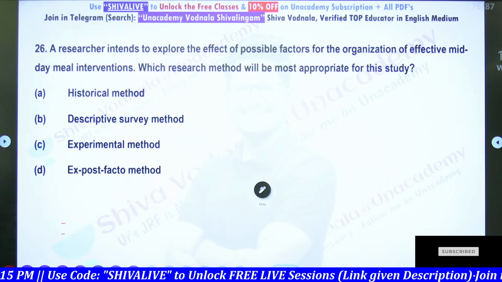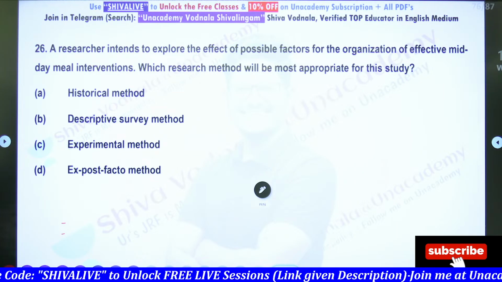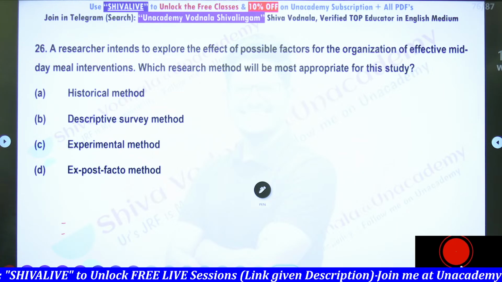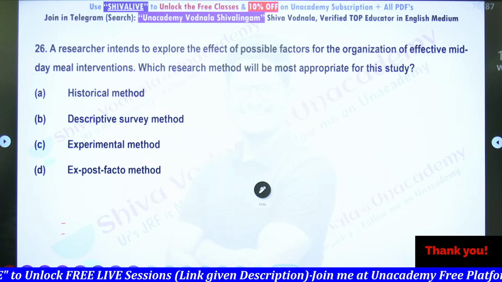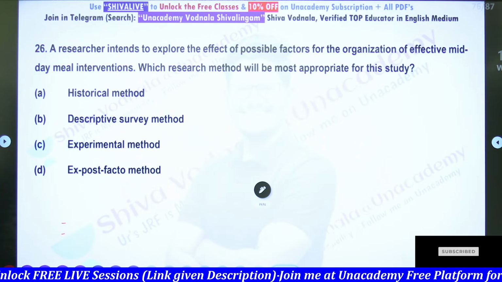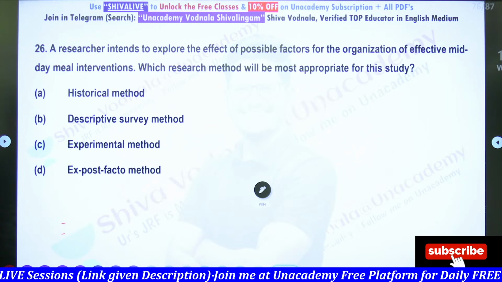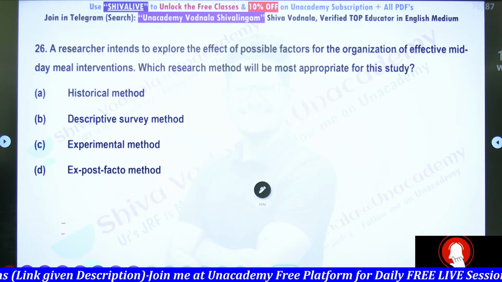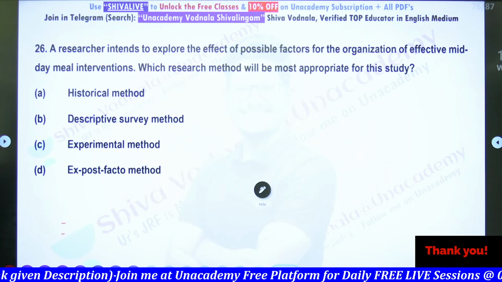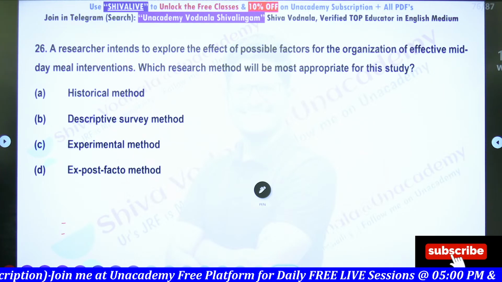Next, last and final question. A researcher intends to explore the effect of possible factors for the organization of effective midday meal interventions. So, which research method will be most appropriate for this study? Midday meal.